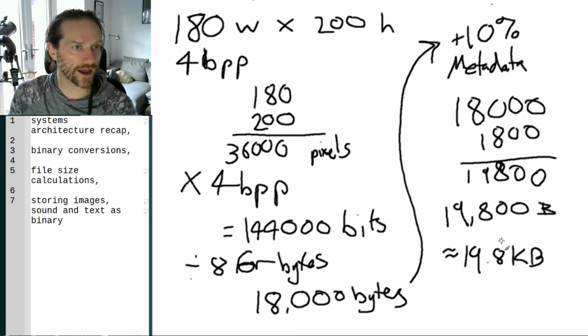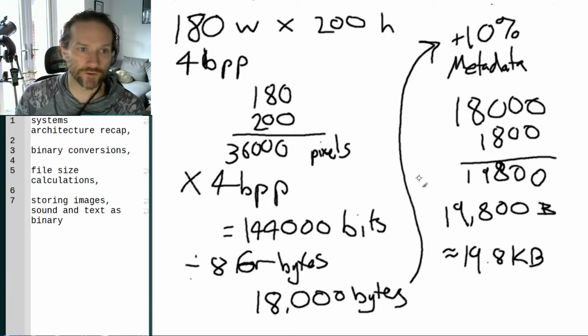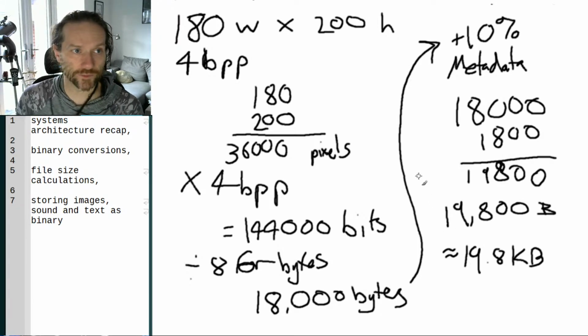Either divide by 1,000 or divide by 1,000,000. Just keep on dividing by 1,000 until you get to a reasonable number, but make sure you keep track of how many times. If you divide by 1,000 once, it's going to be kilobytes. If you divide by 1,000 twice, it's going to be megabytes, and so on and so forth.